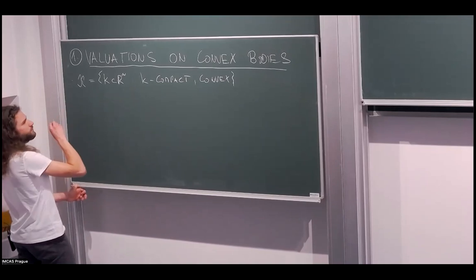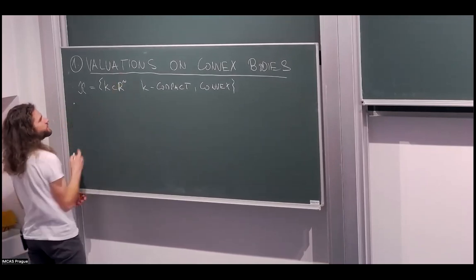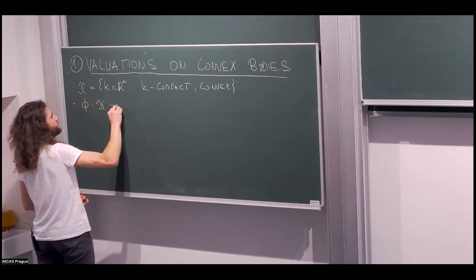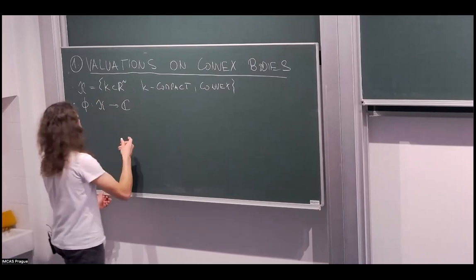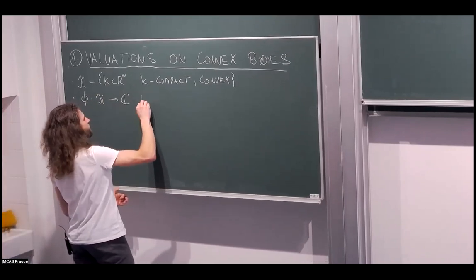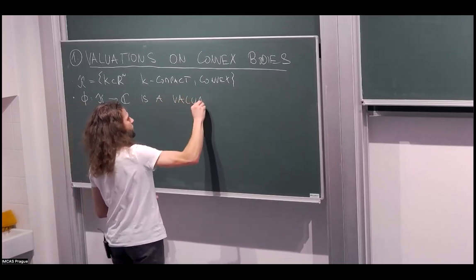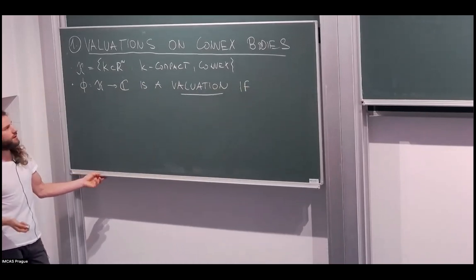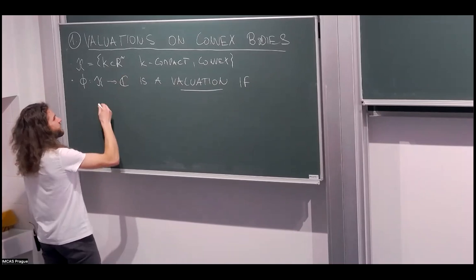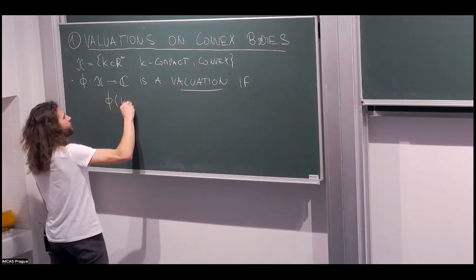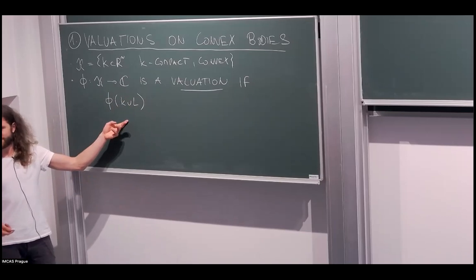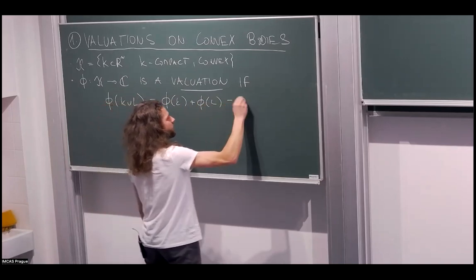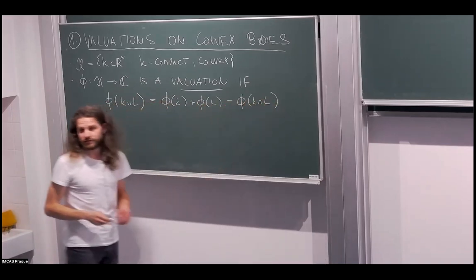And then, what does valuation mean? A C-valued function on this space of convex bodies is called a valuation if it is additive, if it is, let's say, a finitely additive measure on this space. So if it satisfies that phi on the union of two convex sets, whenever the union is again convex, is phi of K plus phi of L minus phi on the intersection. So this is the definition of a valuation.